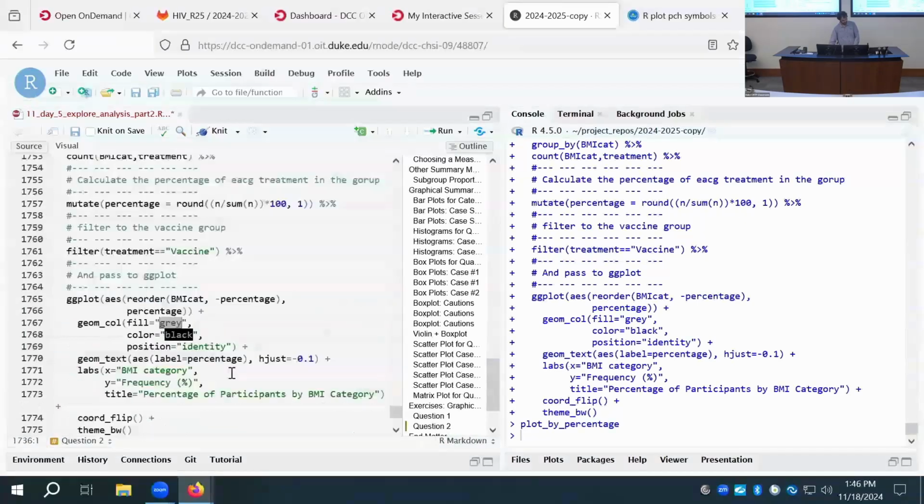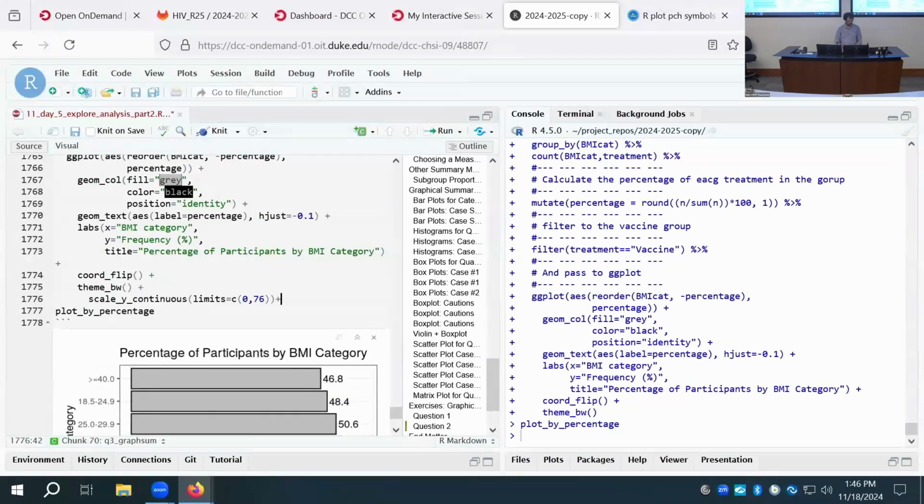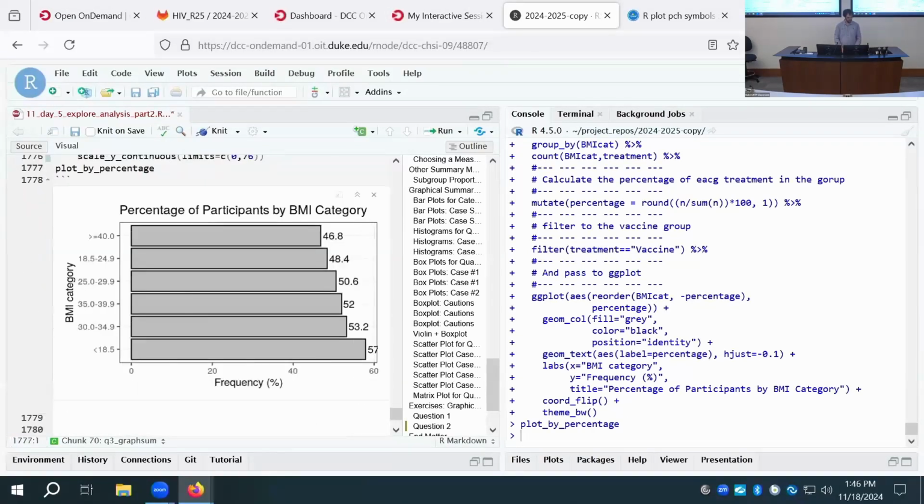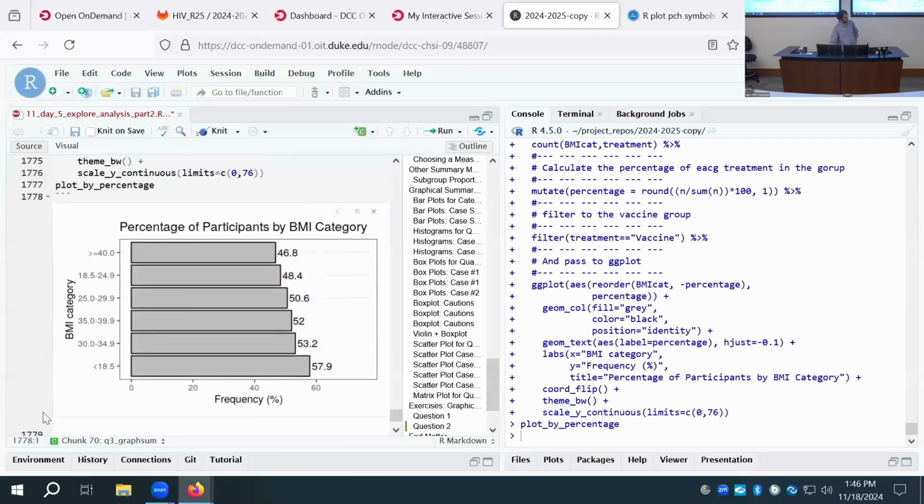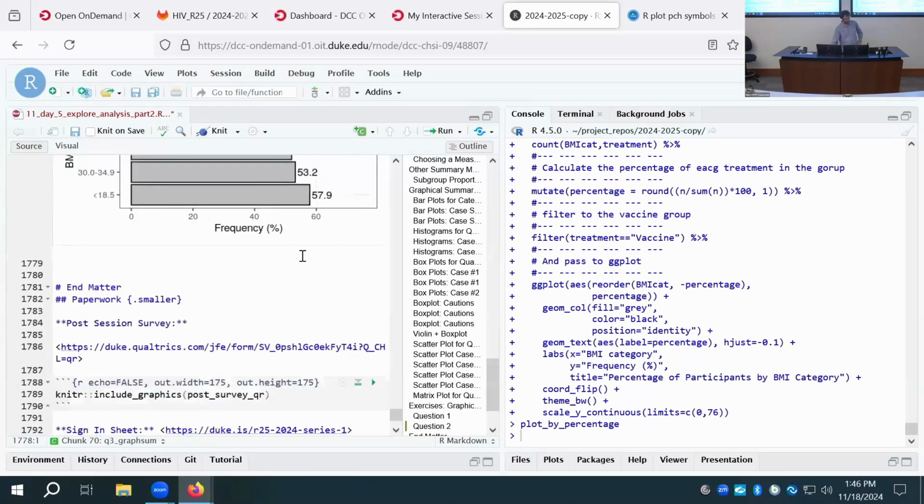I'll add this. So basically I'll add plus scale. I'm going to add some limits to the y-axis. And now we'll get some more space out here so that it doesn't get cut off. Okay. All right, so that's the end of wrapping up last week.